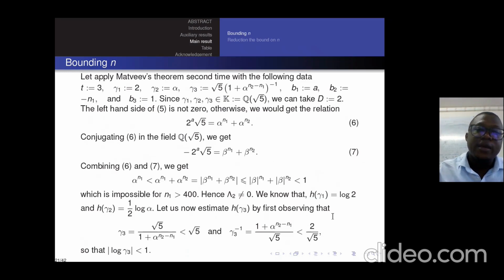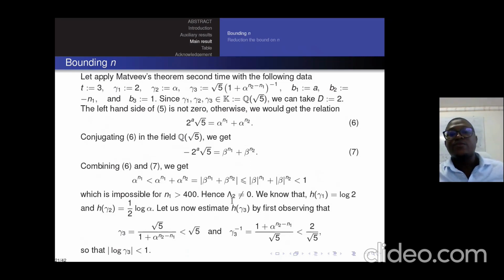We will apply Matthew's theorem a second time with the following data that you can see there. The left-hand side of 5 is not 0. Otherwise, we would get the relation 2^a √5 = alpha^n1 + alpha^n2. And when we conjugate equation 6 in the field Q(√5), we will get equation 7. When we combine equation 6 and equation 7, we get an inequality which is impossible since we know that n1 is greater than 400.